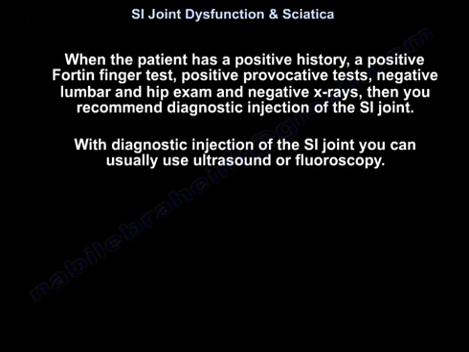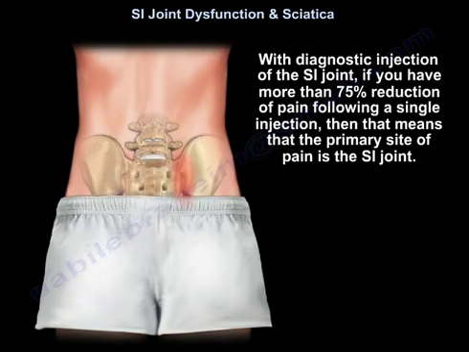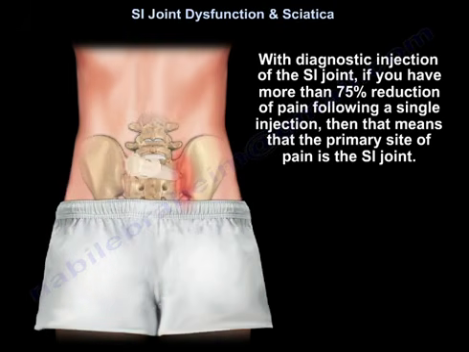When the patient has a positive history, positive one-finger test, positive provocative test, negative lumbar and hip exam, and negative x-rays, then you recommend diagnostic injection of the SI joint. With diagnostic injection of the SI joint, you can usually use ultrasound or fluoroscopy. If you have more than 75% reduction of pain following a single injection, that means the primary site of pain is the sacroiliac joint.